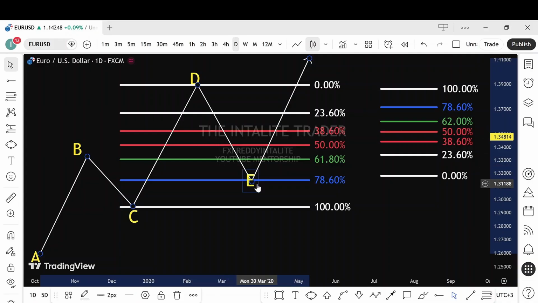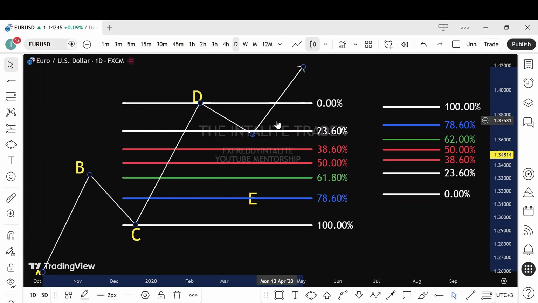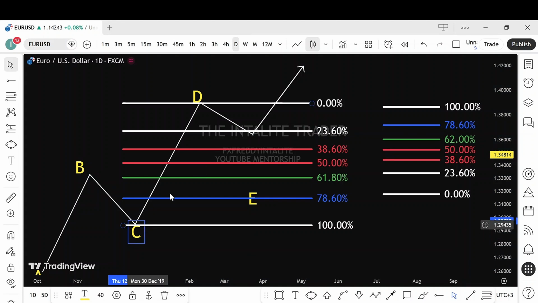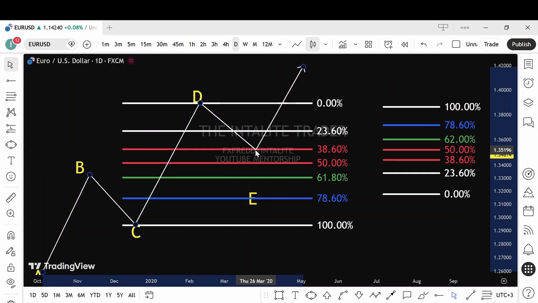If price pulls back to 23.6%, it means it has pulled back 23.6% of this previous C to D move. If it comes to 38.6, it means it has pulled back 38.6 of this previous C to D move. If it comes to 50, that means it has pulled back half, 50% of the previous C to D move. And the same thing applies if it comes to 61.8. It has pulled back 61.8 of this previous C to D move.